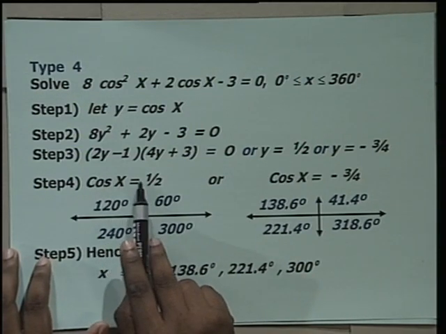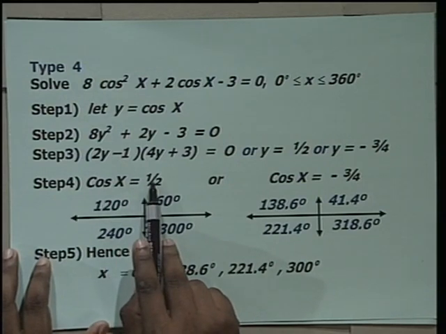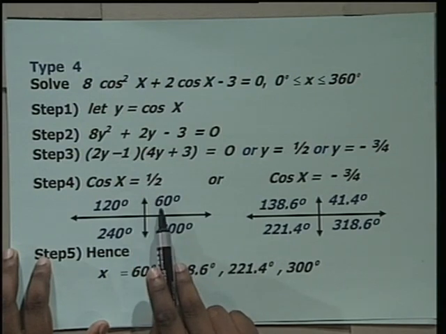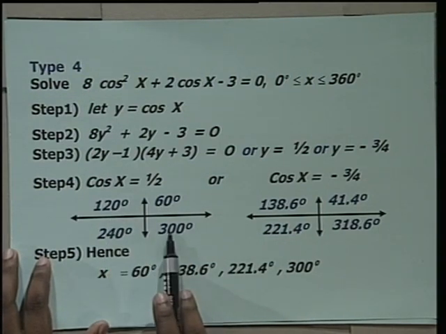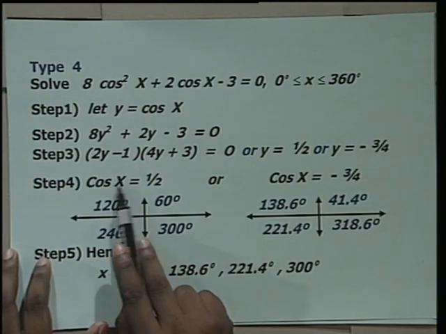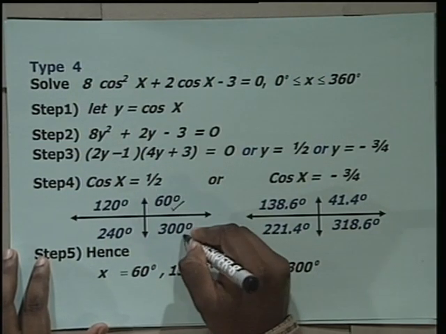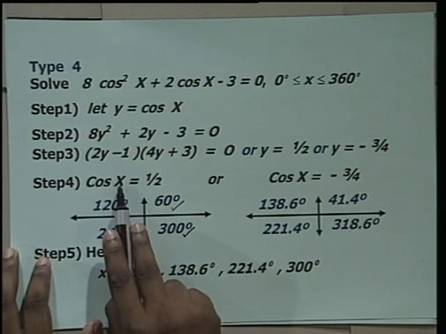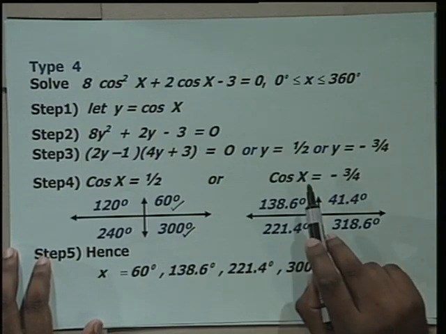Cos x equal to half means x equal to cos inverse of half. So if you use a calculator to find cos inverse half, you will get 60 degrees. And we find all the related angles. Now, since cos is positive, we'll take angles in the first and the fourth only. Therefore, we'll say x equal to 60 or 300 degrees.